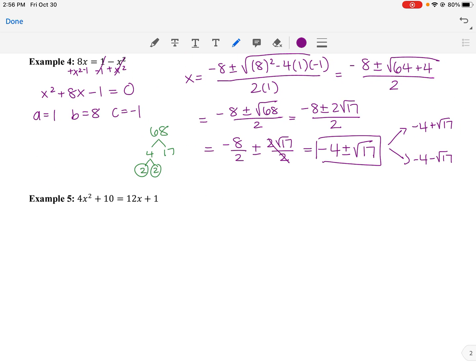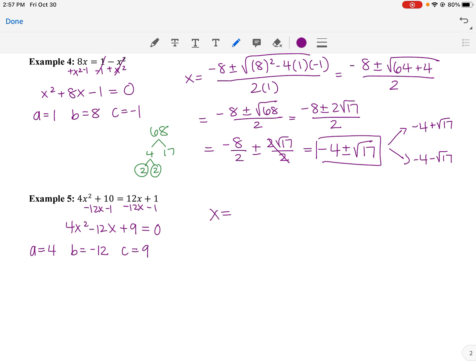Okay, next, last but not least, we want to set it equal to 0. So I'm going to subtract a 12x and a 1. So we get 4x squared minus 12x plus 9 equals 0. So a is 4, b is -12, c is 9.